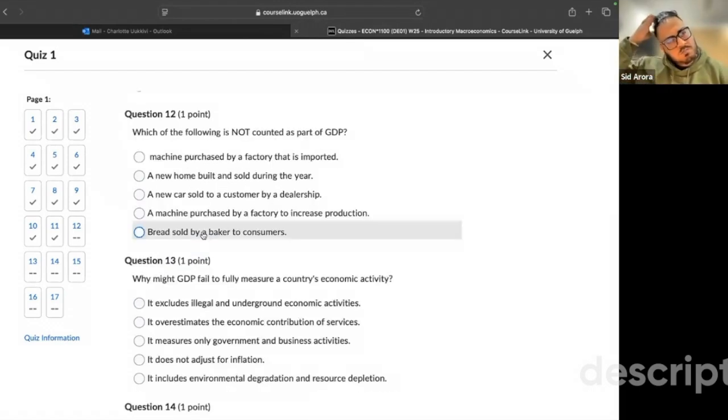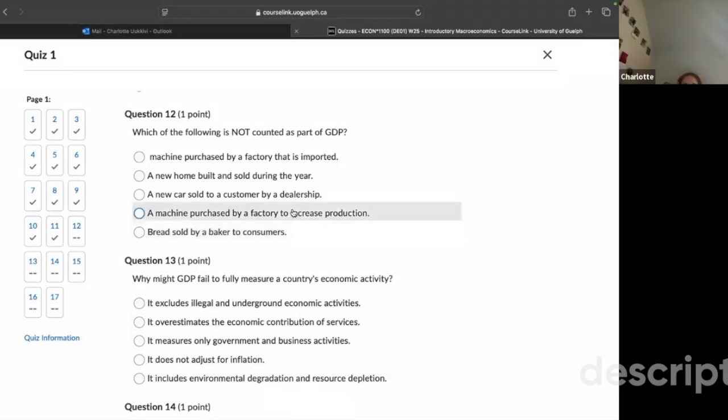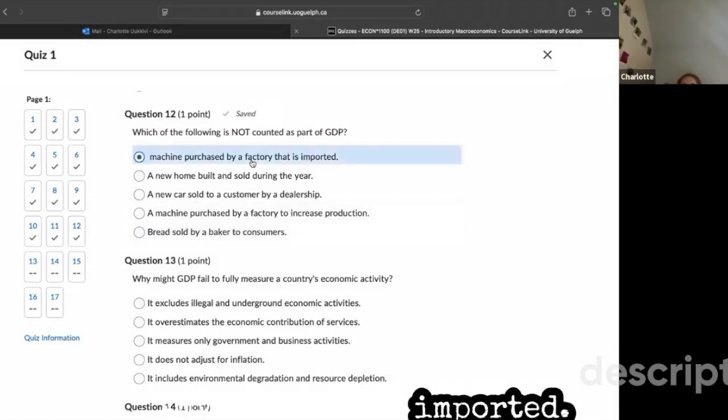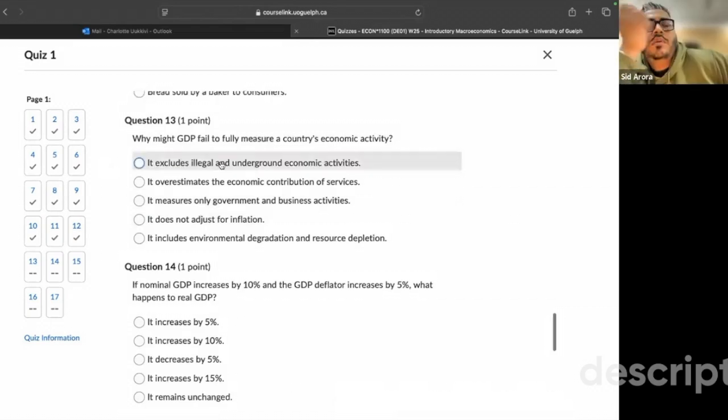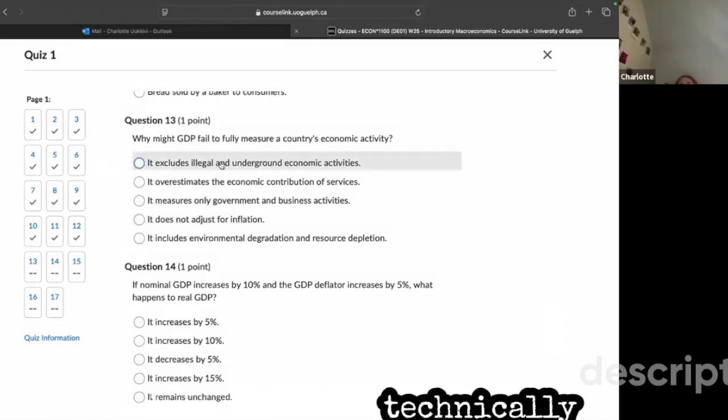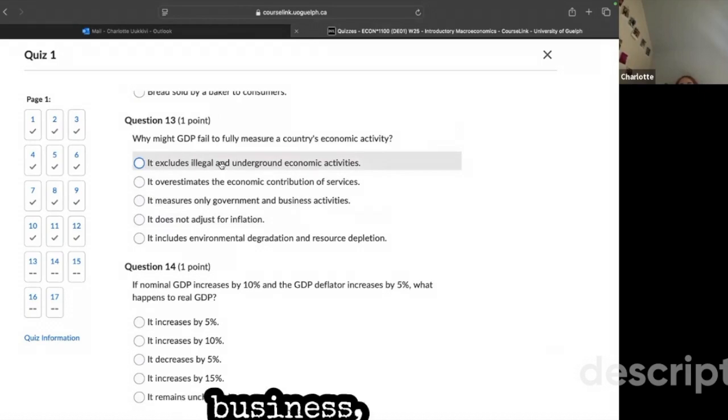Anything that's imported. I would say the first one as well. It's probably mentioned somewhere in the first or second chapter in the textbook. The first one kind of does, because that's technically a business, but I'm not 100% sure on this.